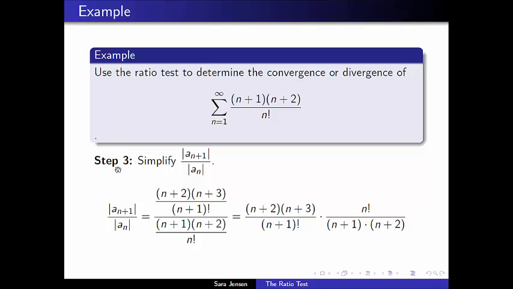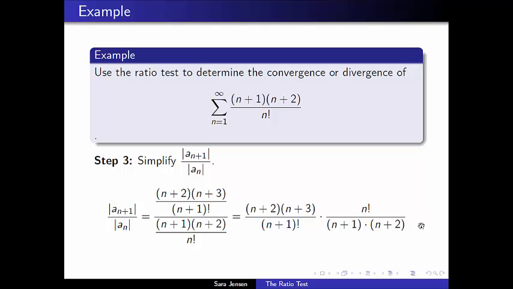Now, the third step, before I take any limits, is to simplify the ratio of the absolute value of my n plus first term to the absolute value of my nth term. So what we do is, taking our answers from step 1 and step 2, we plug them into this monumental fraction right here. That's a very messy thing to consider, so our first step is to rewrite it as my numerator right here, multiplied by the reciprocal of my denominator right here, and then comes the absolute best part of the ratio test, which is the simplifying process.